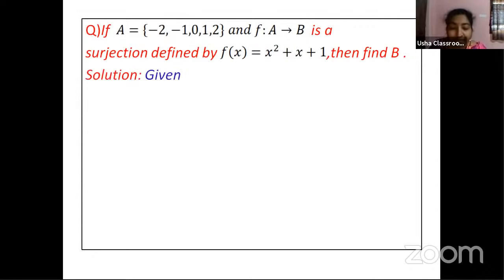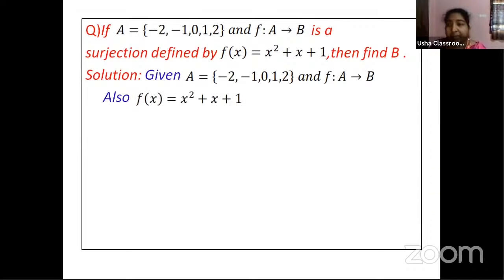You are given that A is equal to -2, -1, 0, 1, 2 as the elements, and f maps A to B. Now you are also given that f of x is equal to x square plus x plus 1. So what do you need to find out, children? You need to find the elements in set B. How do you get those values? As we have seen in the previous problem, just substitute the values of A in the function and you get the images, right? So we will start doing it, children.